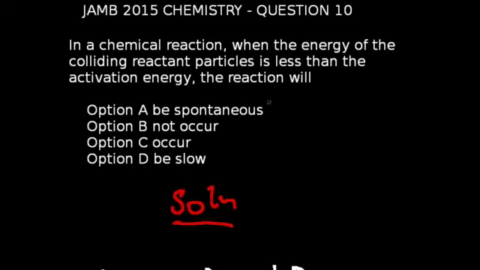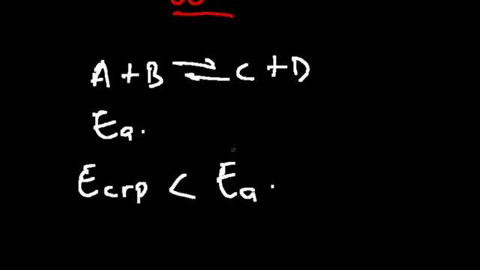Question 10 of the JAM 2015 chemistry exams. In a chemical reaction, when the energy of the colliding reactant particles is less than the activation energy, the reaction will. The first thing I want us to know is activation energy, designated by Ea, is the minimum energy required for a reaction to take place.